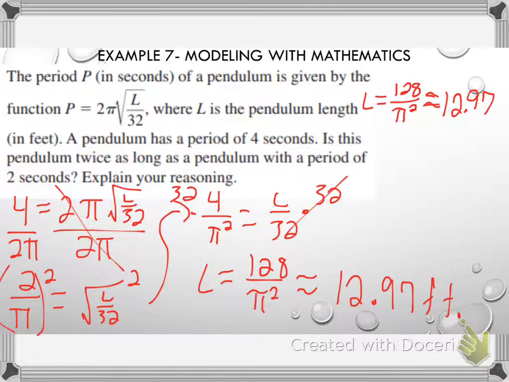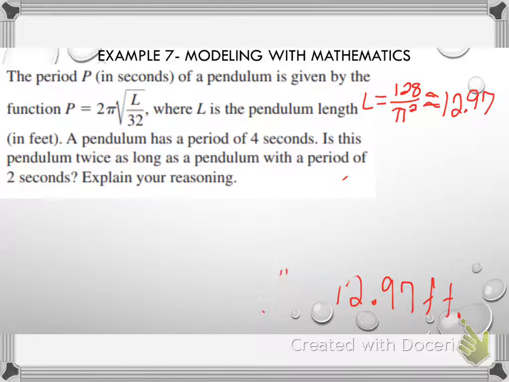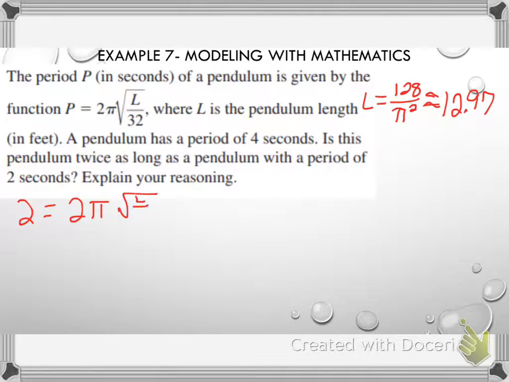Can I erase all my work here down at the bottom? Because now I need to find the length of a pendulum that has a period of 2 seconds. So like we said earlier, what are we replacing with what? Replacing P with 2. And once again, solving for L. Is everyone okay with that? It's essentially the same steps, we just have 2 instead of 4. So what was my first step? Divide both sides by 2 pi.